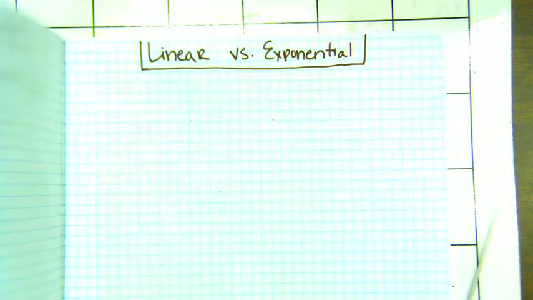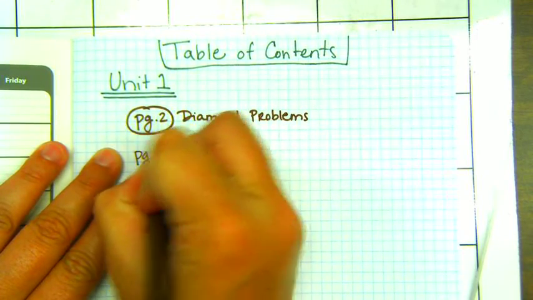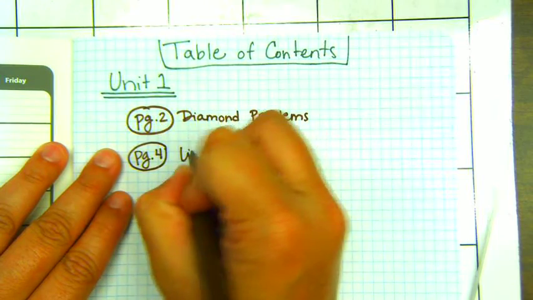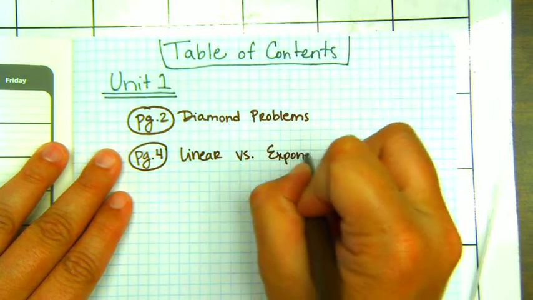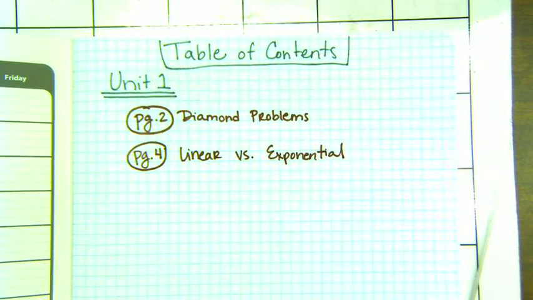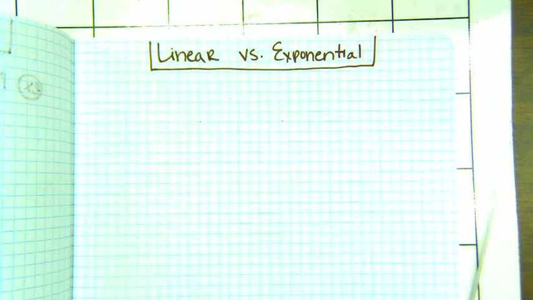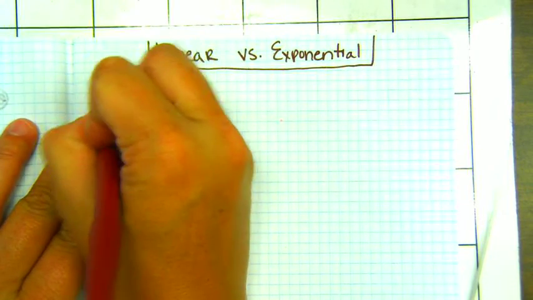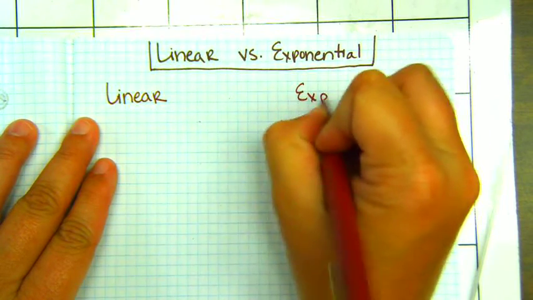I would say that this is a pretty important topic, so I'm going to go ahead and put it on my table of contents. This is page 4. Linear versus exponential. So I have it on my table of contents. I'm going to go ahead and start. I'm going to do linear on one side, and exponential on the other, so you can see the difference between the two.